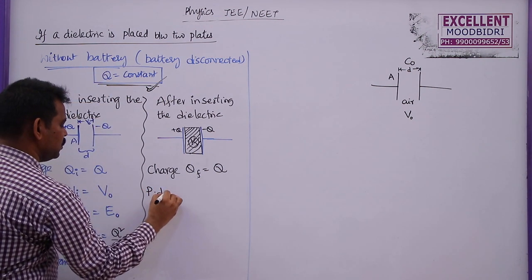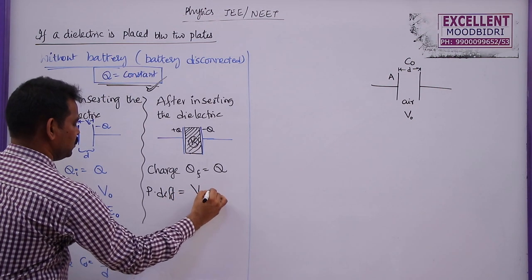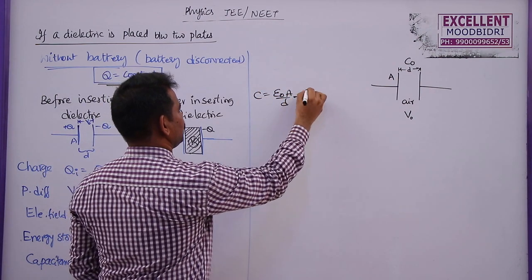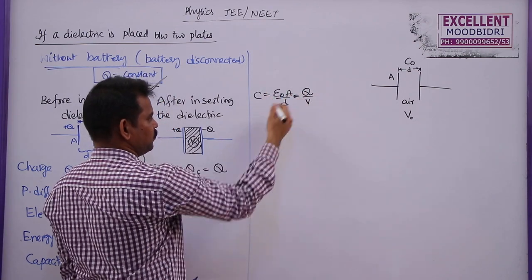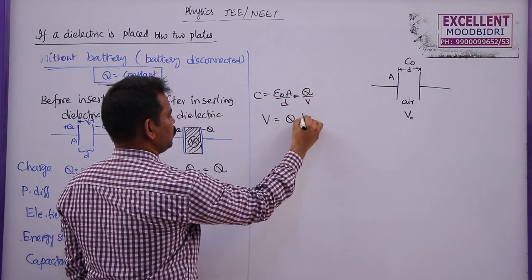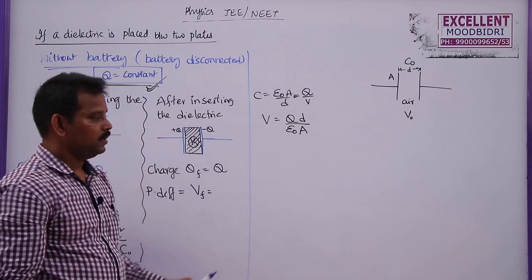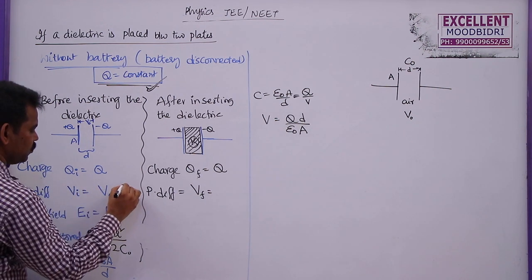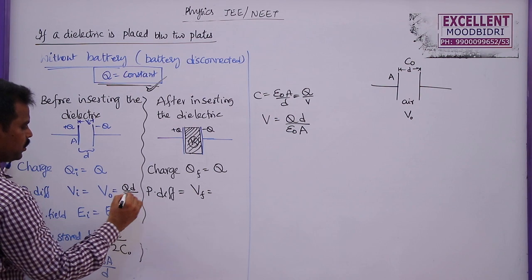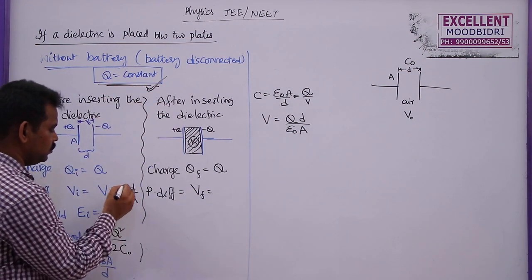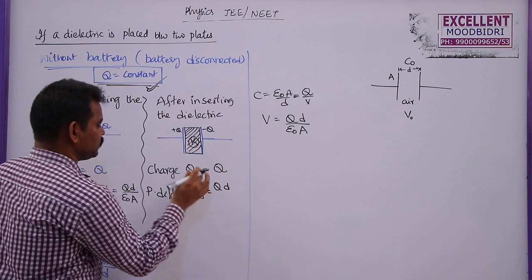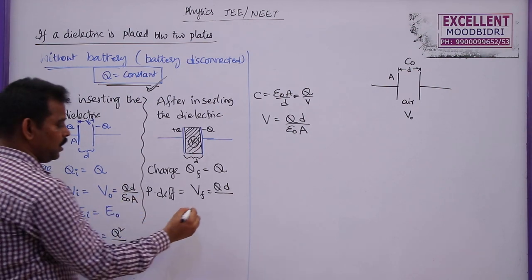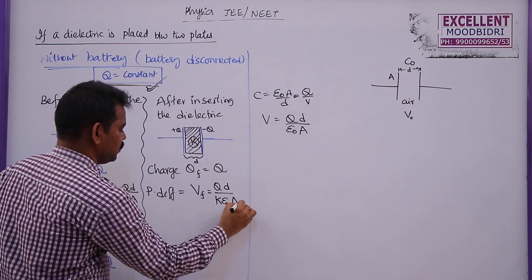What happens to the potential difference here? Final potential difference: we know that C is equal to epsilon naught A by D is equal to Q by V. So from this, if you rearrange, V is equal to QD by epsilon naught A. This is the initial value, V naught is equal to QD by epsilon naught A. After inserting the dielectric, this Q remains as Q. Distance between the two plates is D only, it is not changing. But epsilon naught will become epsilon, or in terms of K, this will become K epsilon naught into A.